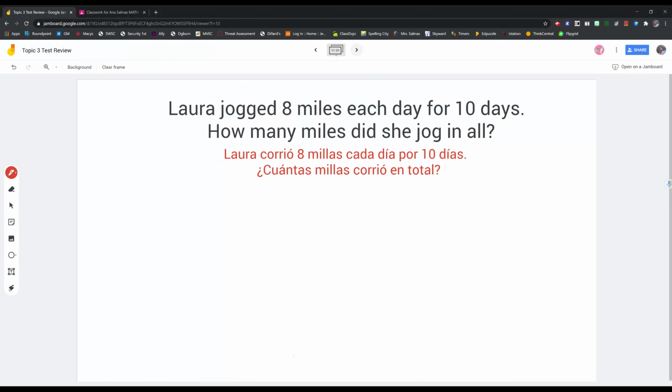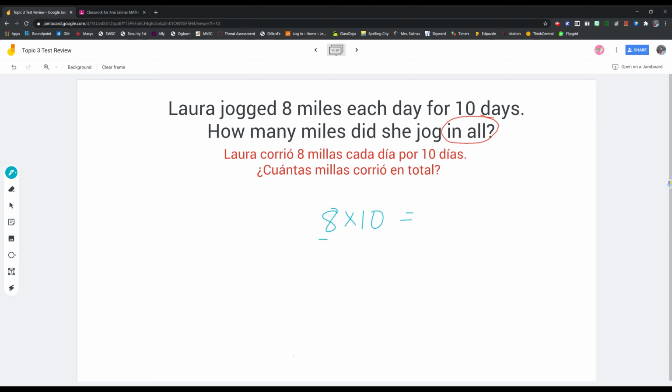Laura jogged 8 miles each day for 10 days. How many miles did she jog in all? So usually in the past when we saw in all, we automatically assumed it was addition, not with multiplication. Now that we are learning multiplication, sometimes when we see in all, it is multiplication. So if she jogged 8 miles, but she did it for 10 days, I would need to multiply to find out how much she jogged in all.